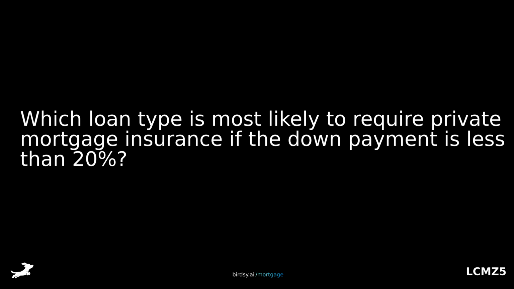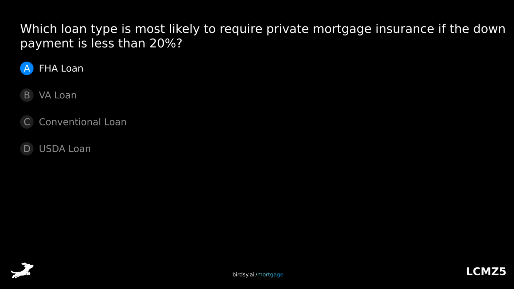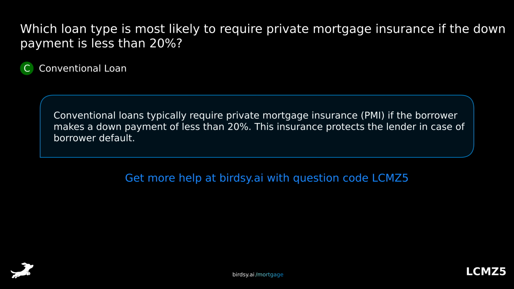Which loan type is most likely to require private mortgage insurance if the down payment is less than 20%? Is it A, FHA loan, B, VA loan, C, conventional loan, or D, USDA loan? The answer is C, conventional loan. Conventional loans typically require private mortgage insurance if the borrower makes a down payment of less than 20%. This insurance protects the lender in case of borrower default.